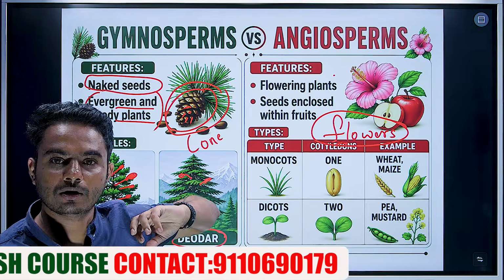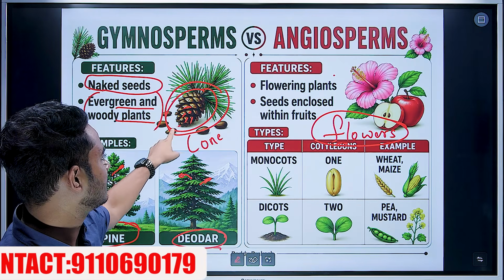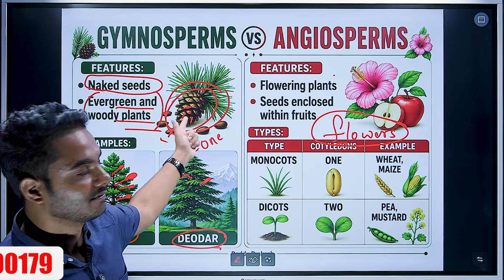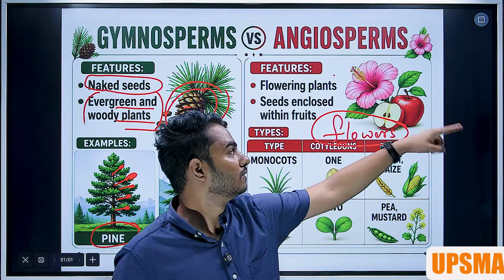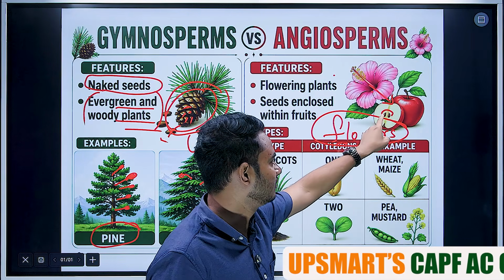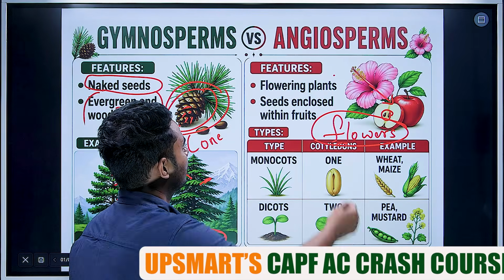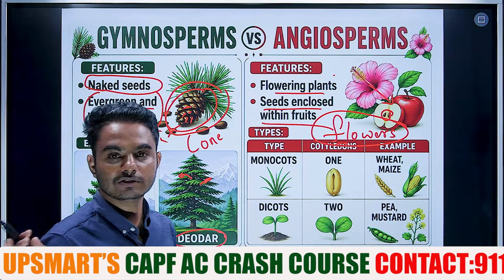If they don't have flowers, what will happen? The seed will grow outside only. That is why gymnosperm seeds are outside. The examples are pine and deodar, woody plants, evergreen plants. If flowers are there, seeds will go inside, it will fertilize, and seeds will form inside the fruit. Fine, right? Flowering plants, seeds enclosed within the fruit. That means it is not naked.